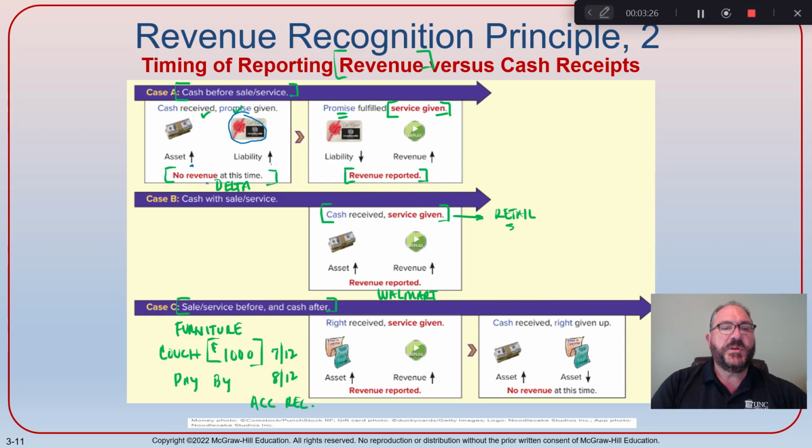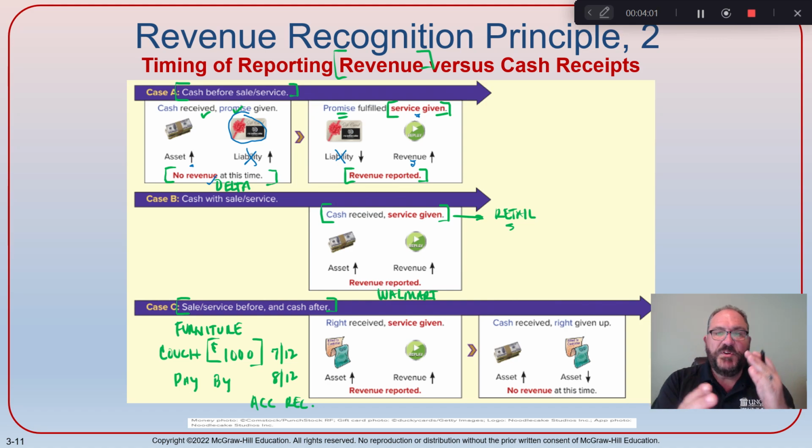By the way, I give an example here, Delta Airlines. You pay Delta for an airline ticket 6 months from now. Yes, they have your money, but they haven't earned the money yet. Then, once the promise is fulfilled and the service is given, they've flown the plane, that liability gets reduced because they've done their job, and now they count it as revenue.